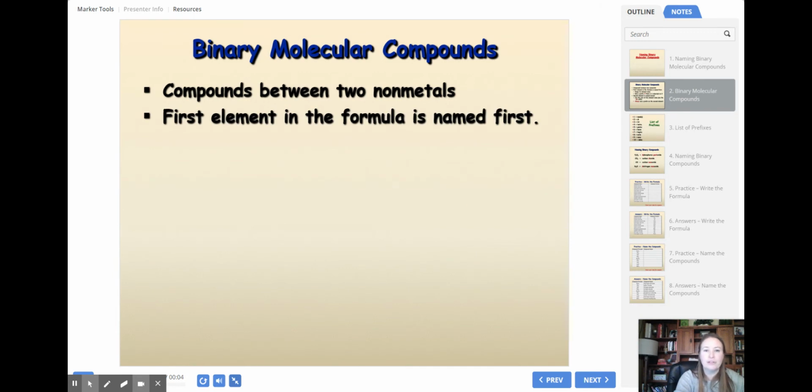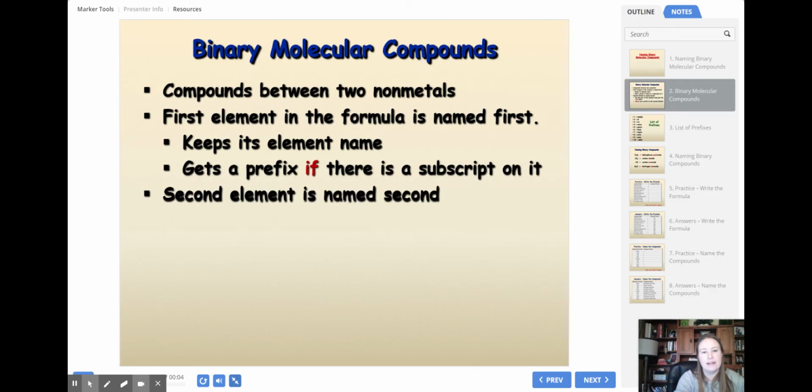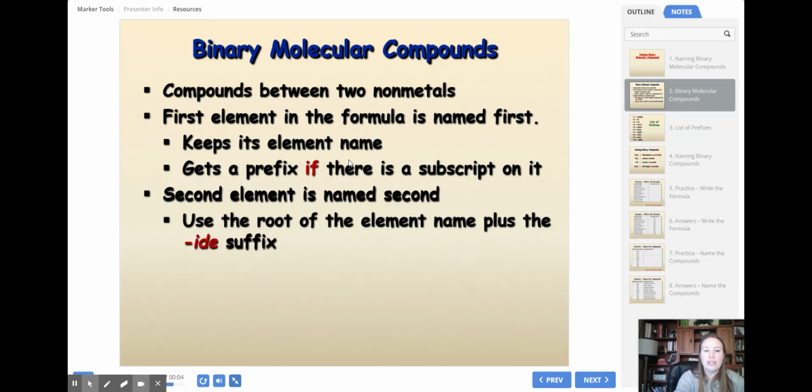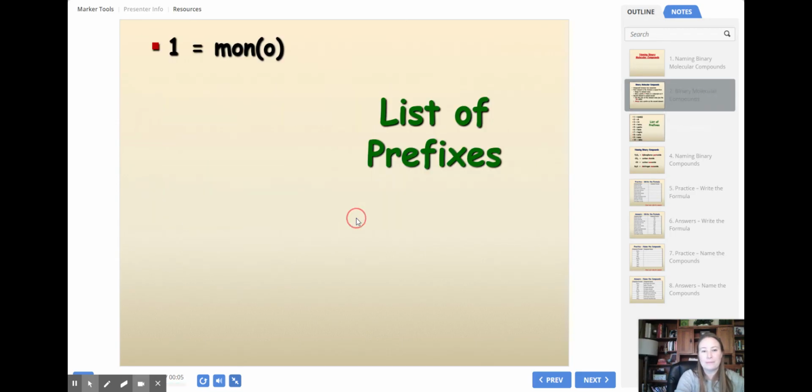The first element in the formula is named first, and it keeps its element name, like carbon, for example, would just be called carbon. And if there is a subscript, like C2, then you're going to use a prefix, which we'll go over in a minute. The second element is then named, and we always use a prefix for the second element, and then we add an "ide" ending. So for example, if there were two chlorines, it would be dichloride. We'll look at that again here in a minute.